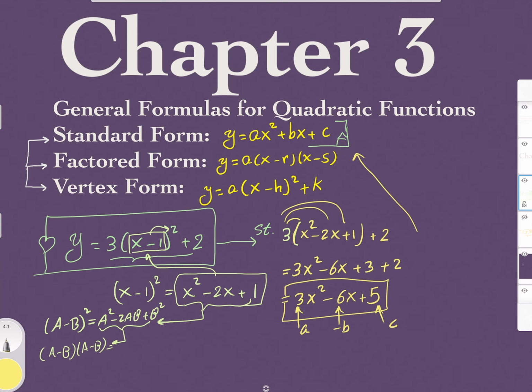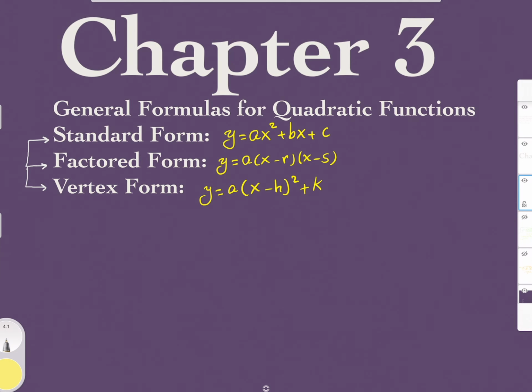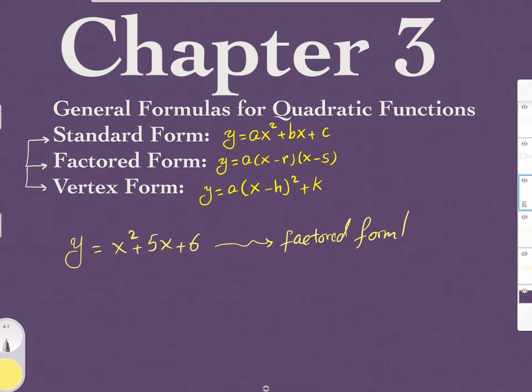Now let's have another example. y equal to x squared plus 5x plus 6. Now the question is, make this one into factored form. That means you have to make it into this. We need to have parentheses. It has to be a factor.